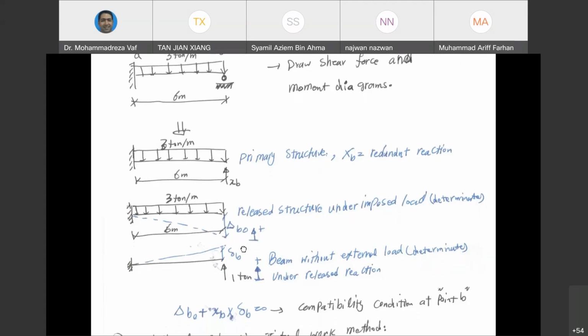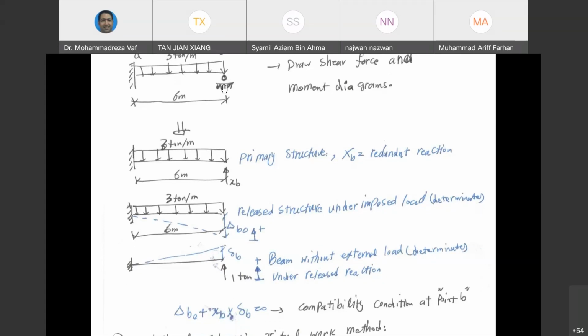So we can write down our compatibility condition. Since we don't know how much force we should apply exactly to point B in order to make delta V equal to delta VO, we multiply this one by XP, and then we can write delta VO plus XP multiplied by delta VB should equal 0, because we don't have any deflection here.